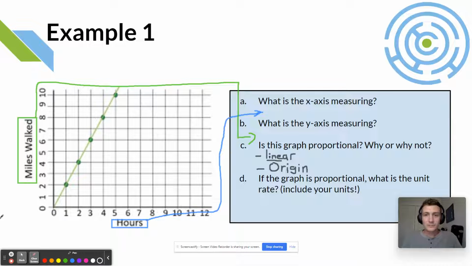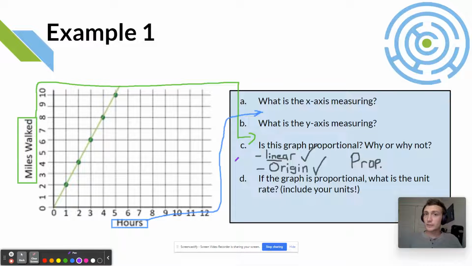Now, let's do this final thing. If the graph is proportional, pardon me, I forgot. Is this proportional? It's linear. It goes through the origin, so it is proportional. Okay. And I'm just going to put prop because that stands for proportional today. And I don't want to write it all out with my mouse. No fun. So, proportional. If the graph is proportional, what is the unit rate? We're in this final part. If the graph is proportional, what is the unit rate?